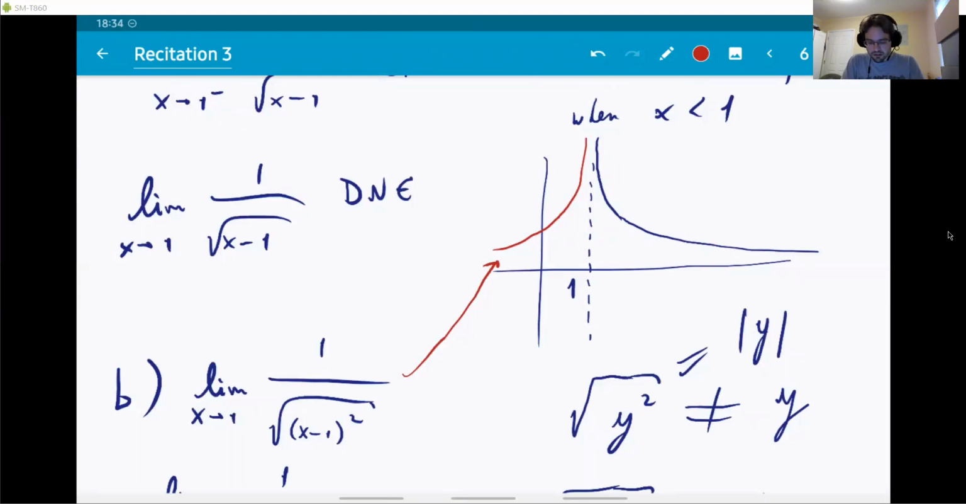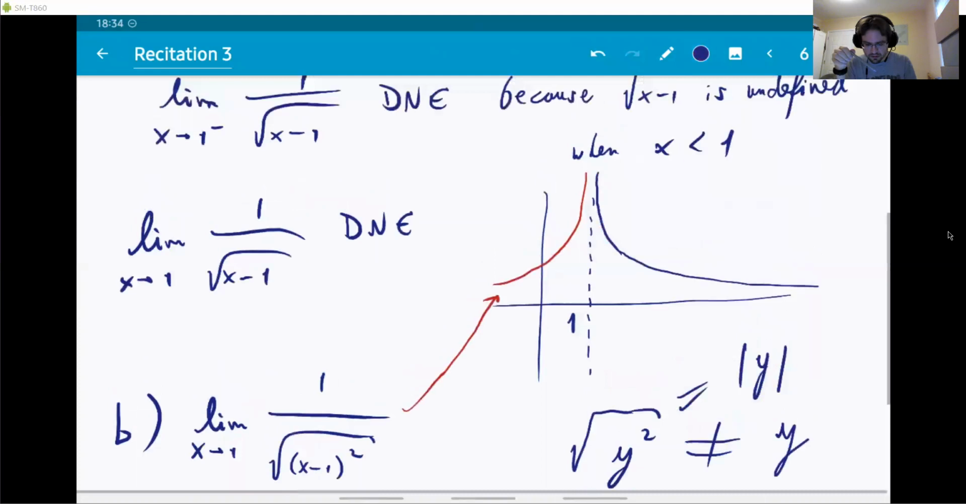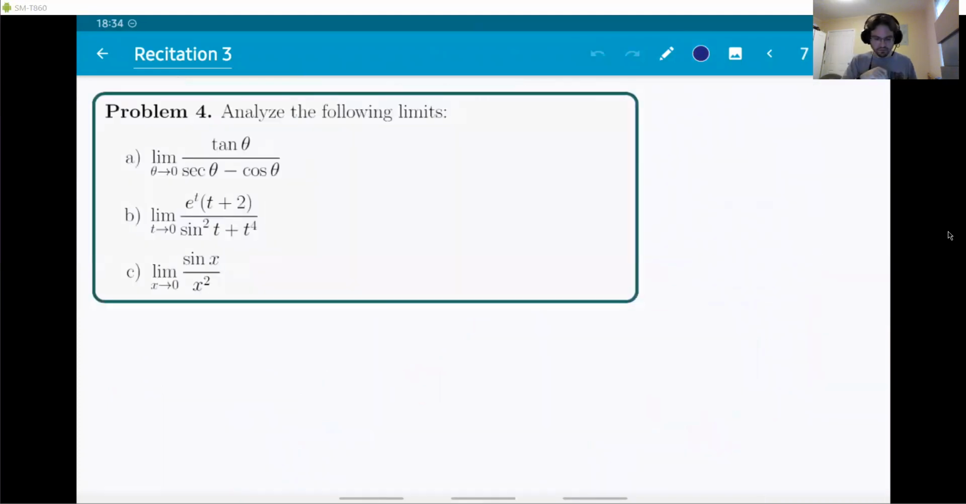And it's just not defined at 1, but you see that both pieces are going towards infinity. Moving on. A few more limits to analyze the same way. Now we have some trig functions in here. I wanted to pay attention especially to item C. There's a trick question there. So let's see.